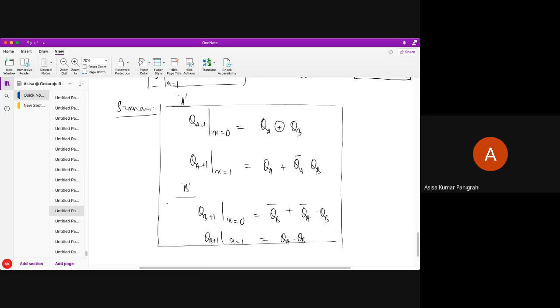Do you all understand how I have found it, or any doubt? Please let me know, students. Any doubt on this? Please let me know. Students, any doubt? Himabindu, did you understand?